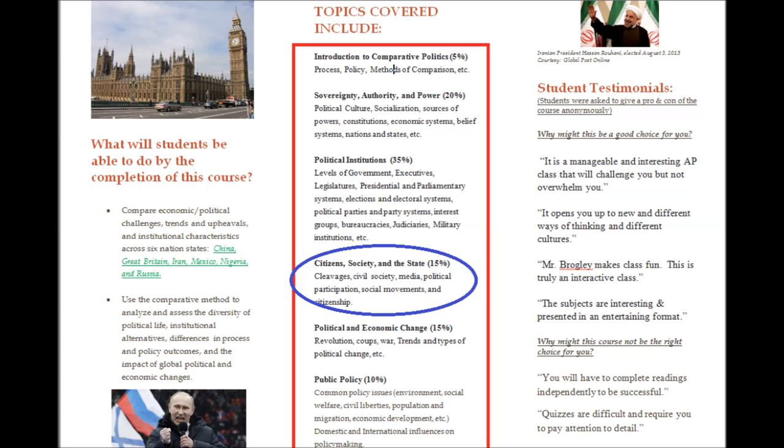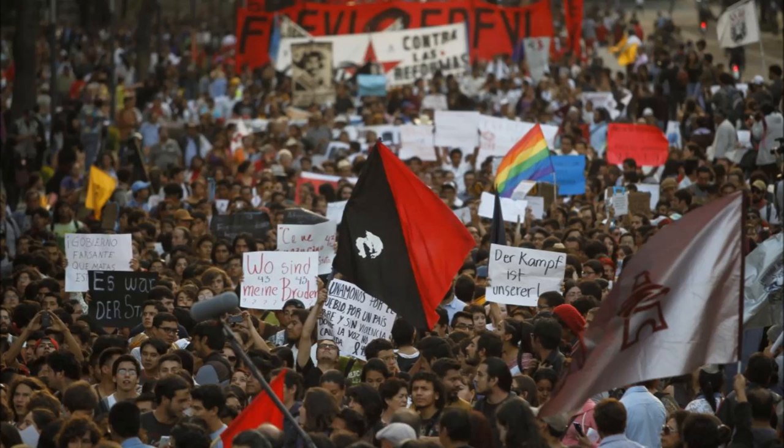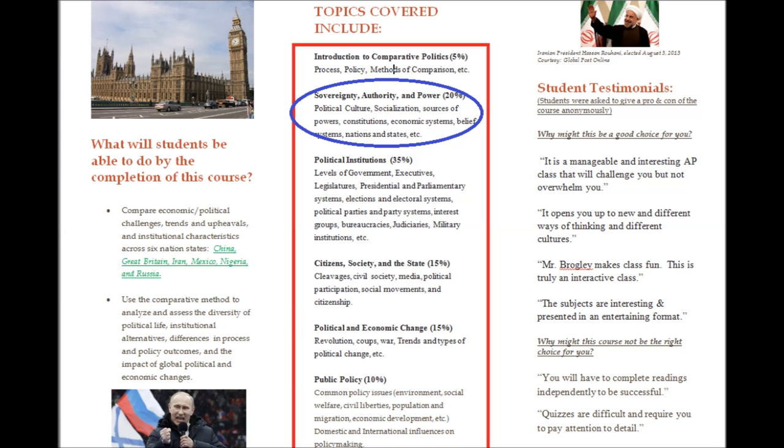Another 15% of the course focuses on the ways that citizens interact with their government and either make their voice heard or have it oppressed. From social demonstrations, the role of interest groups, access to free and open media outlets, and ethnic and religious divisions that can impact policy. 20% of the course looks at how power is designed and the values that various parts of the world hold in high esteem.